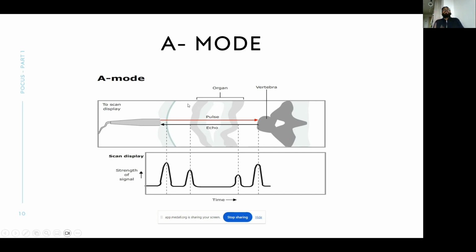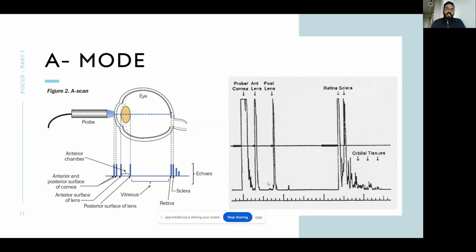So if I'm doing an A mode ultrasound of the abdomen, say, and this is the image that corresponds to that, you can see that with each layer that I am traversing with the ultrasound, I get an echo back, and it is corresponding to each of those peaks on that graph. This is A mode in its simplest form. Now, how do they use it in the eye?